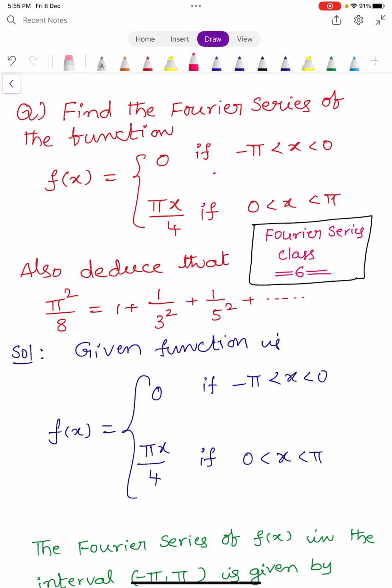In this video, we solve a problem that depends upon Fourier series. Fourier series class number 6. Let us see the problem.